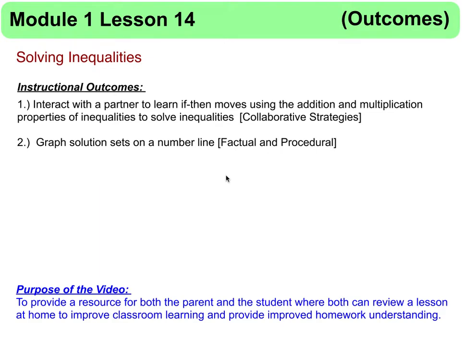In lesson 14, we're going to focus on solving inequalities, as opposed to the last lesson where we worked on solving equations. This time the instructional outcomes will be to interact with a partner to learn if-then moves using the addition and multiplication properties of inequalities to be able to solve inequalities. And number 2, we're going to follow up with the ability to graph the solution sets on a number line.